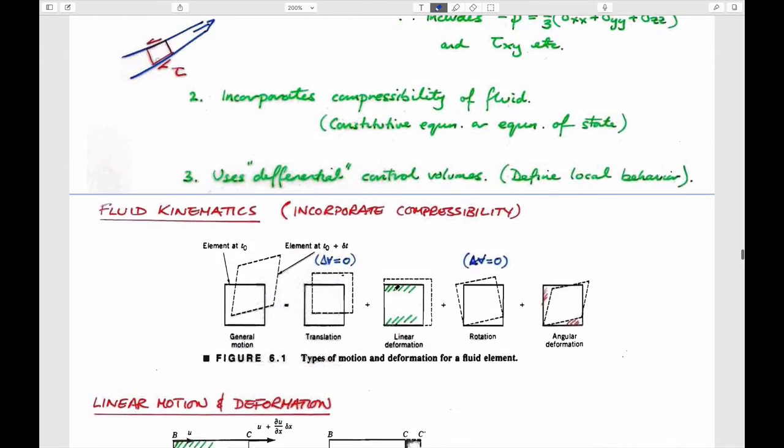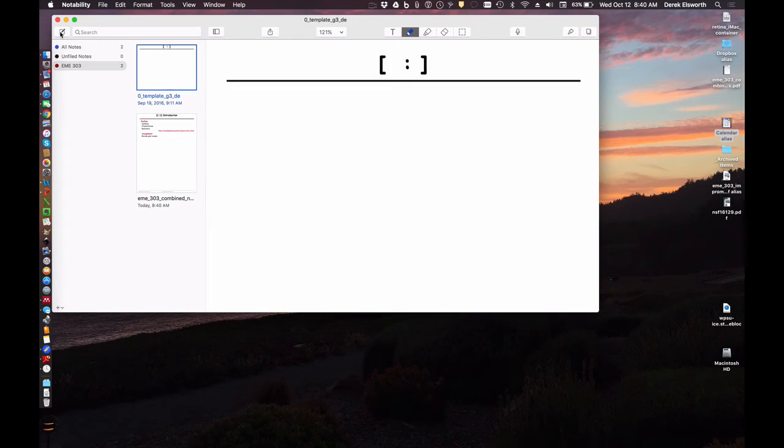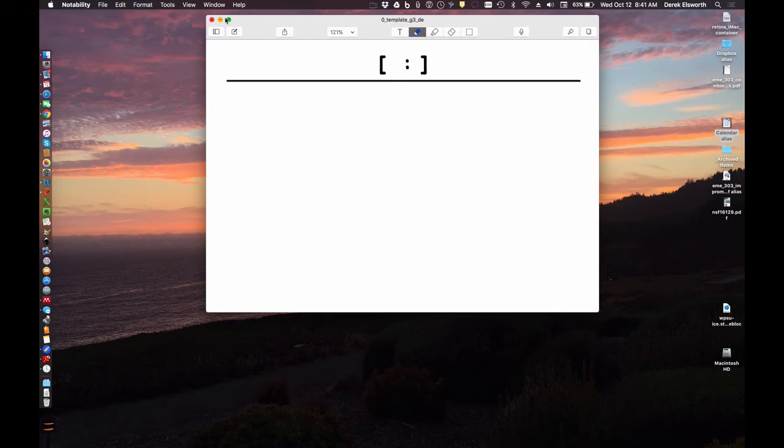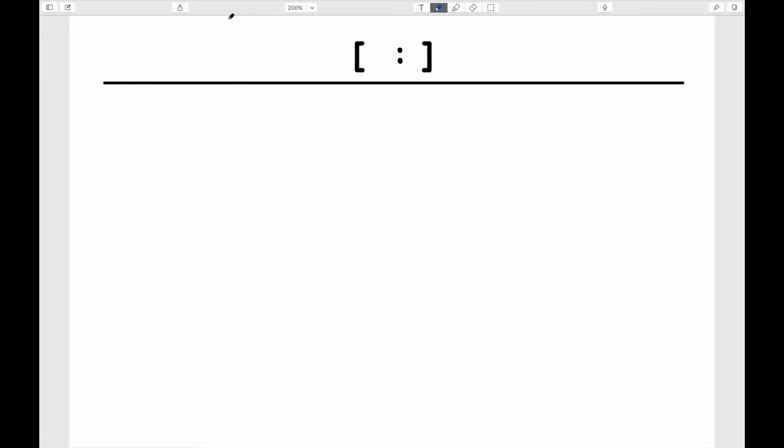All right, what else will we do? Well, why don't we do something else? I'm just going to do this. So let's make the point that what we were going to do before was talk about differential analysis. And so we've used Reynolds transport theorem.